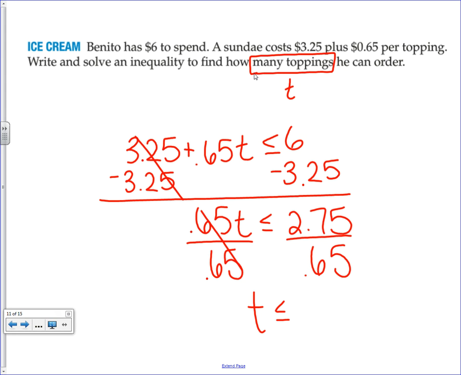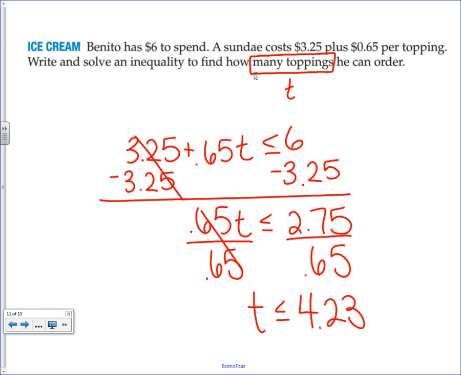What do you got? Oh, that doesn't make sense. I think you might have put it upside down. I think you might have put the 0.65 in first and then divided by the 2.75. Oh, is it supposed to be 65? That means $65 per topping. Whoa, those better be diamond and gold. Yeah. You got 5 even? 4.23?